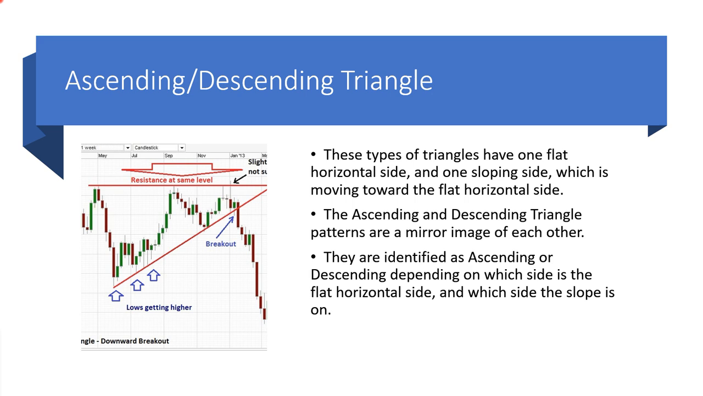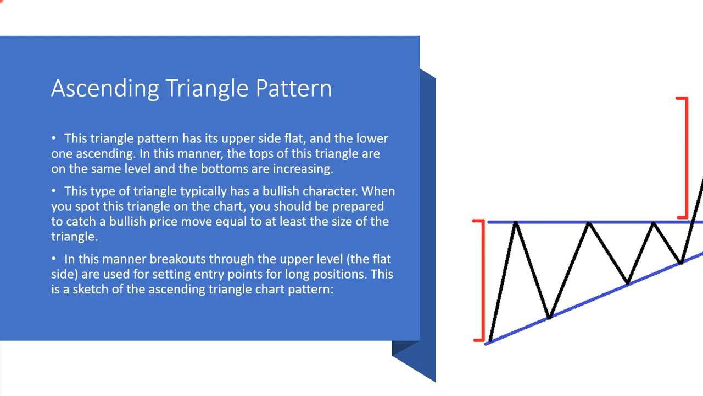So regardless of whether it's an ascending triangle, a descending triangle, a symmetrical triangle, whether it's a pennant, whether it's a wedge, they all have the same formulas. Forget what the characteristic is. See, like here, we have an ascending triangle. The triangle has the upper side flat and the lower one ascending. In this manner, the tops of the triangle are at the same level as the bottoms are increasing.